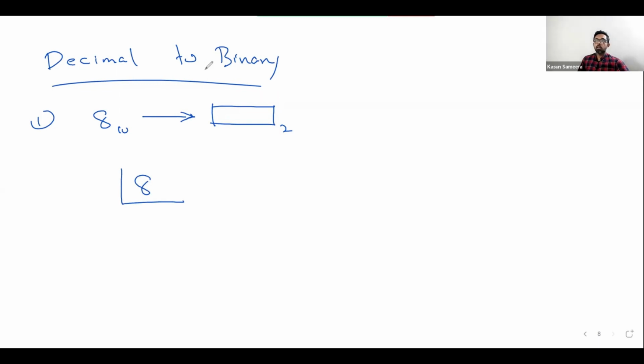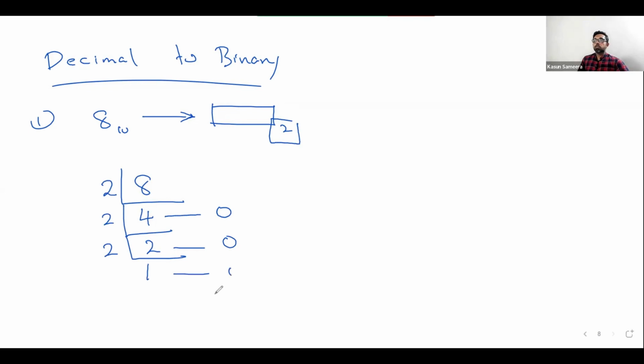The base number of the number system we are converting into, that means divide by 2. 2 times 4 is 8, no remains. 2 times 2 is 4, no remains. 2 times 1 is 2, no remains. When you write the answer, start from bottom to top. 1 0 0 0 base 2.